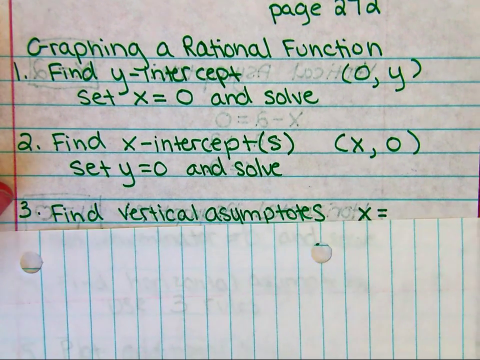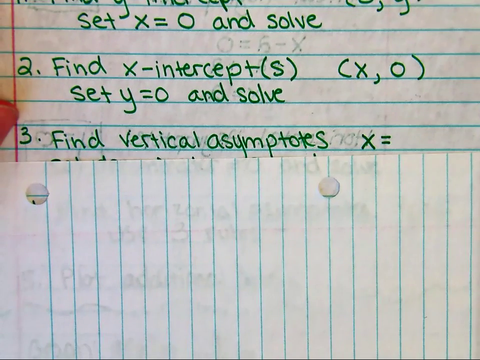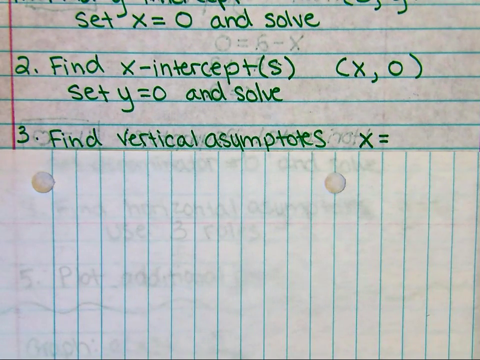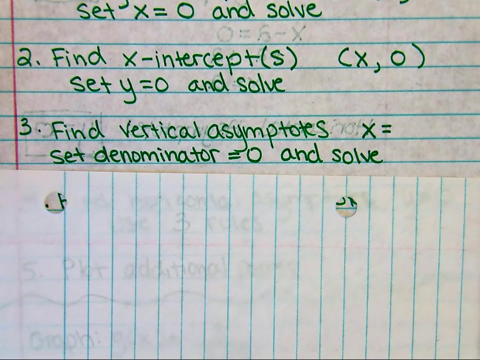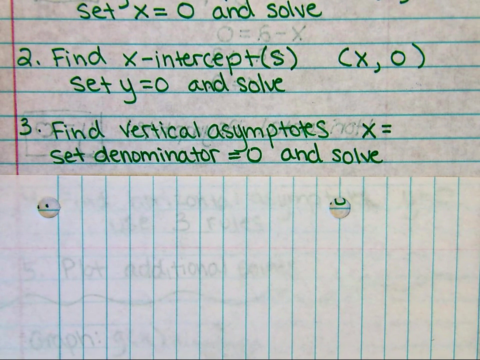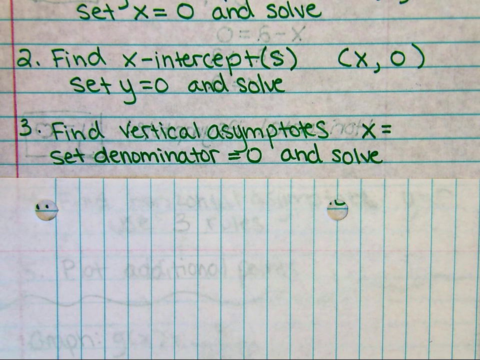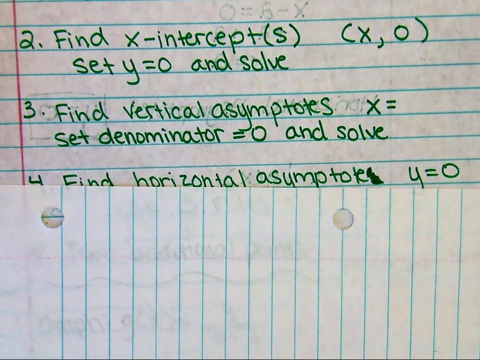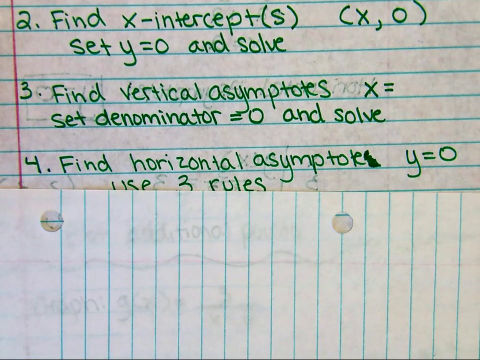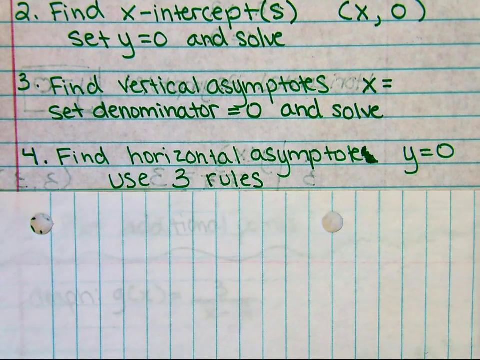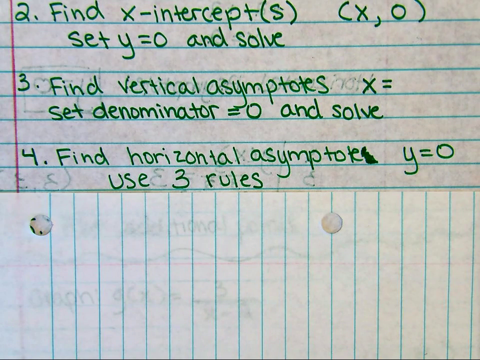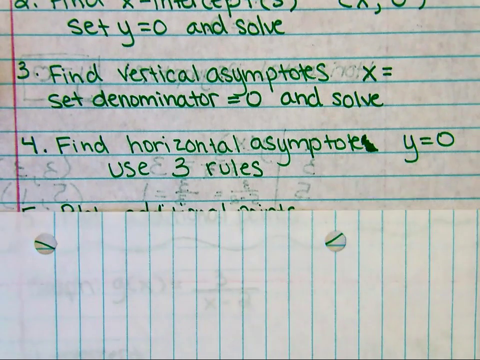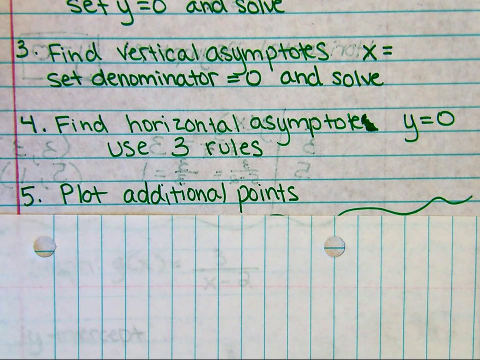Okay? Then I'm going to find the vertical asymptotes. So that's x equals. And here I said set the denominator equal to 0 and solve. We've already gone through that one. You've already taken notes on it. So then the next one is going to be to find your horizontal asymptotes. That's y equals 0. You're going to use your 3 rules. Step 5, you have to plot any additional points in order to feel comfortable that you can draw your curve in.